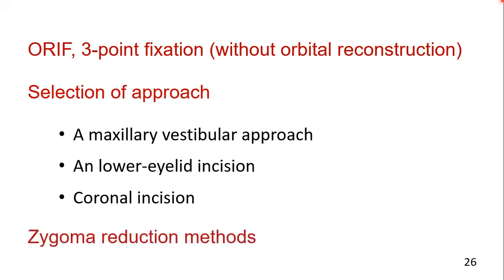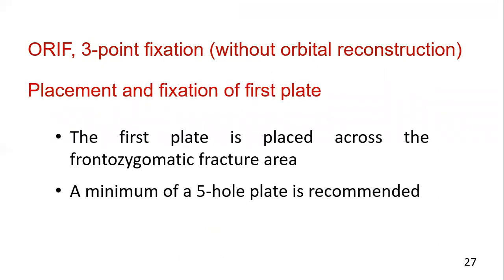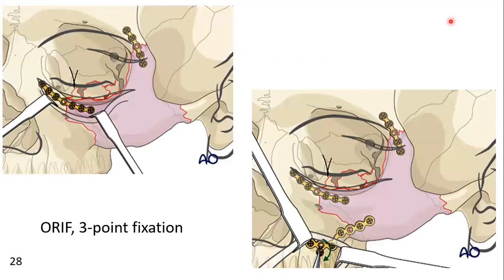The zygoma reduction methods have been explained in the previous slides. Now come to the fixation of the plate. So the first plate is placed across the frontozygomatic area. A minimum of 5 hole plate is recommended. As a general principle with all plate fixation, at least 2 screws should be placed on both sides of the fracture line. This often requires a plate with at least one extra screw to span the fracture.